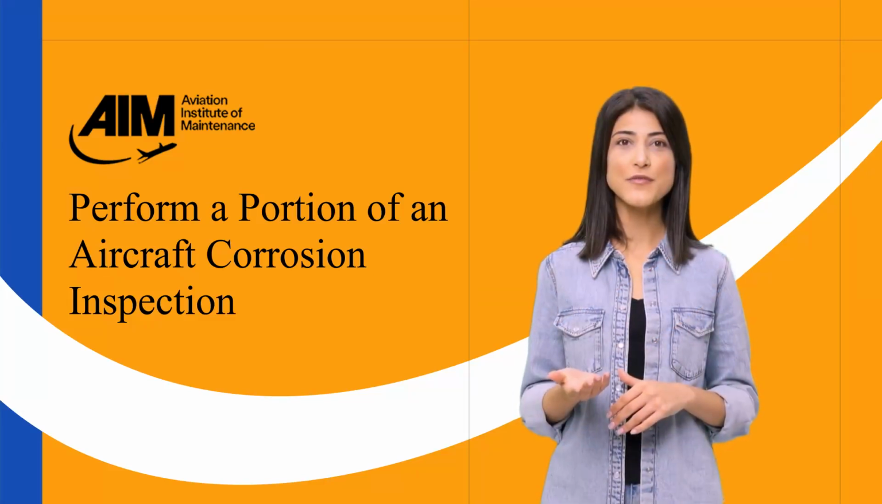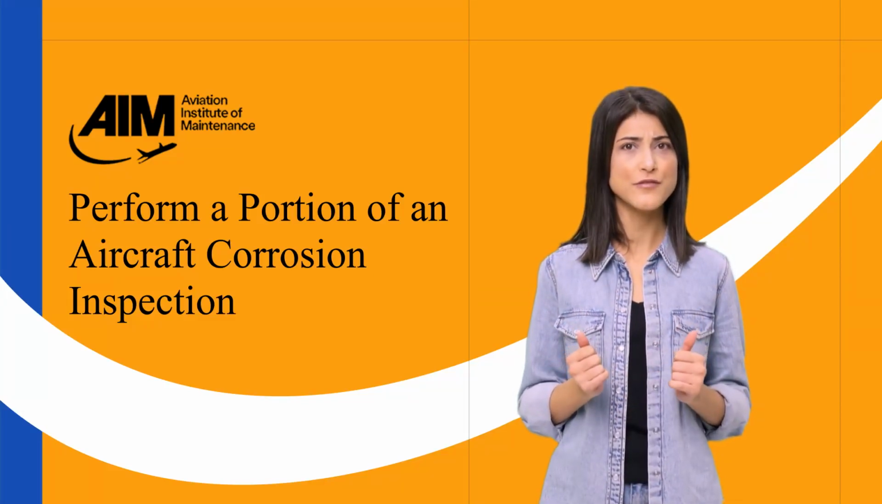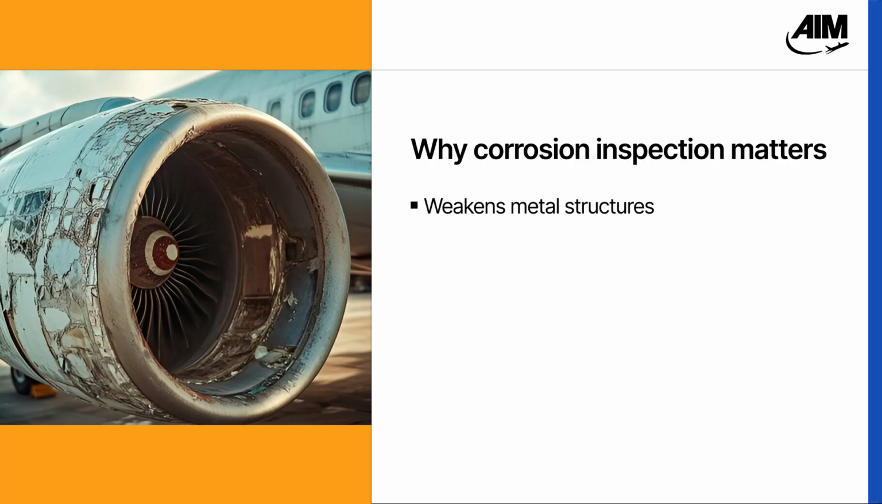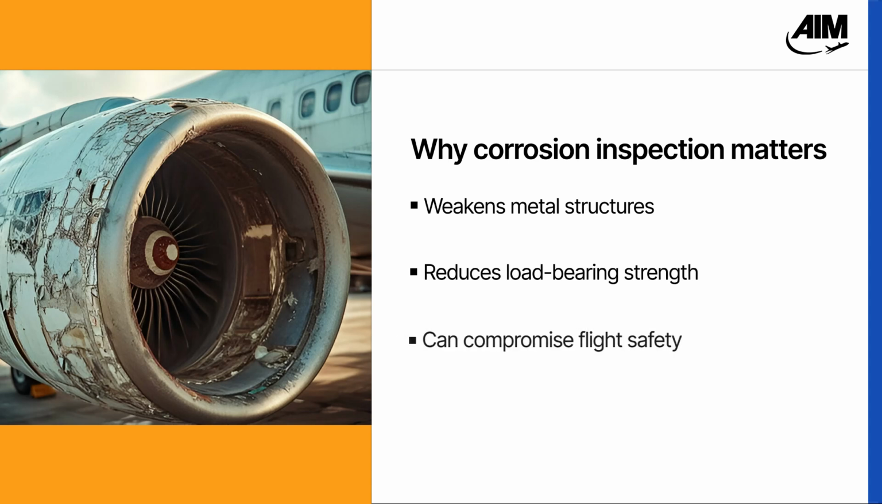Perform a portion of an aircraft corrosion inspection. Corrosion is one of the most dangerous and often invisible threats in aviation. Left unchecked, it can weaken metal, reduce structural strength, and create serious safety risk. That's why routine and thorough corrosion inspection is critical.